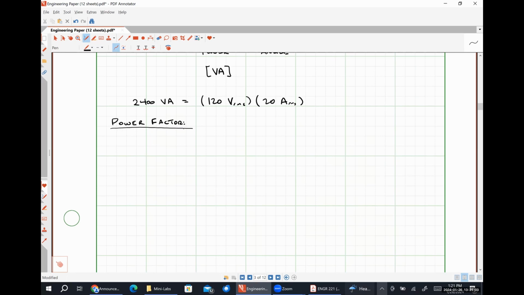So power factor is in some ways a measure of the electrical efficiency of a system. Mathematically, it is given by the ratio of the average power to the apparent power.